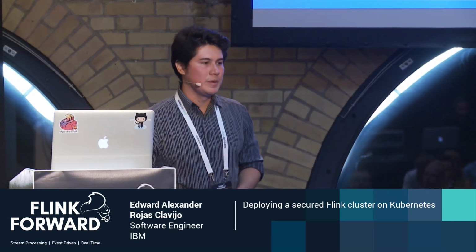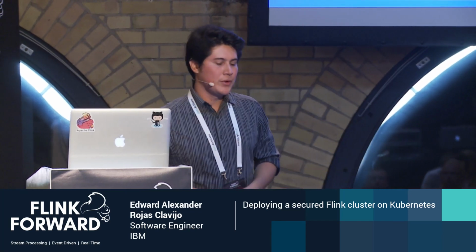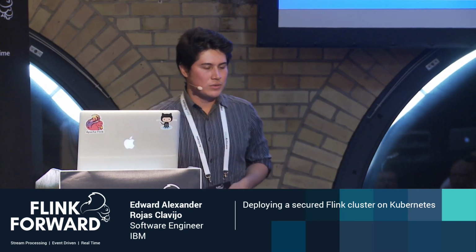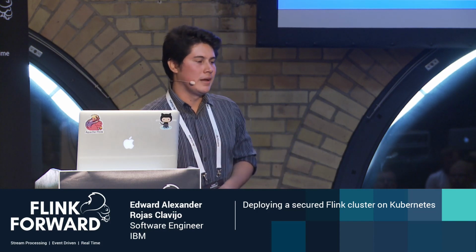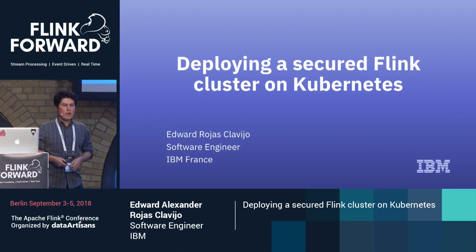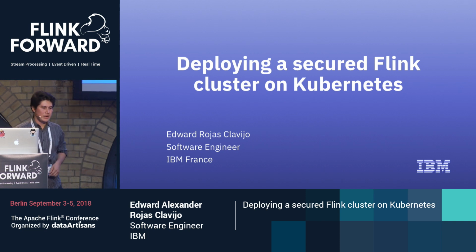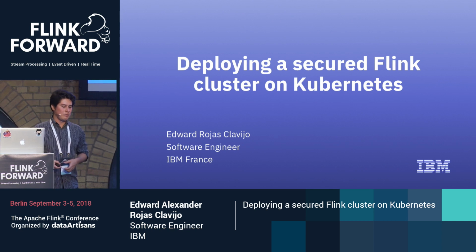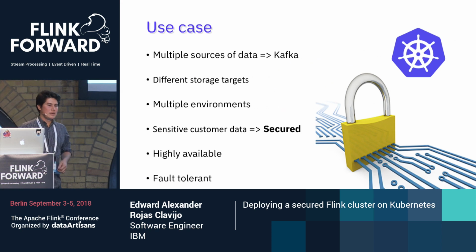As I said, I've been working at IBM starting this year on a project where the idea is to deploy a solution on top of Kubernetes, using Apache Flink as the core of the processing of streaming events. And I will share with you today our experience when deploying this secure Flink cluster on top of Kubernetes. I want to start by describing a little bit our use case.